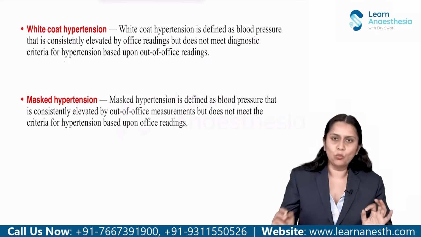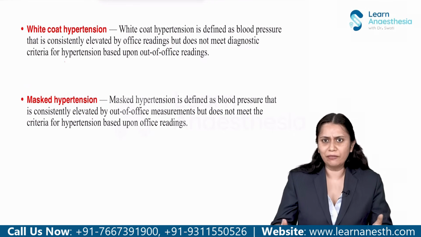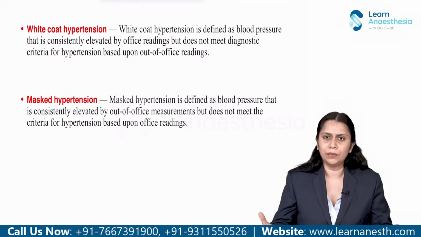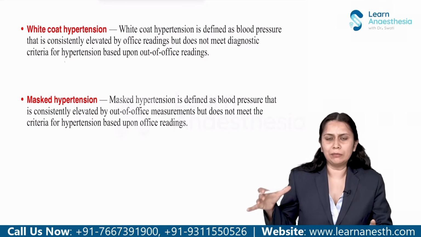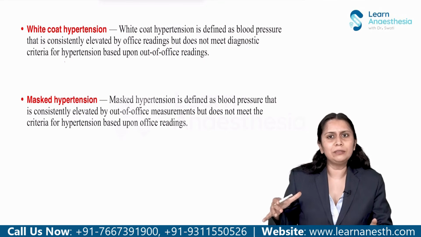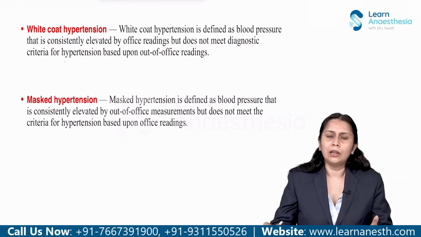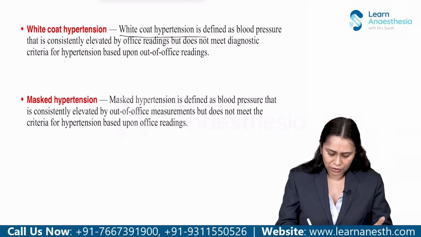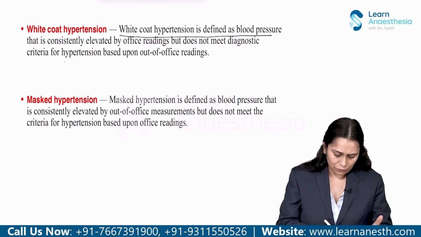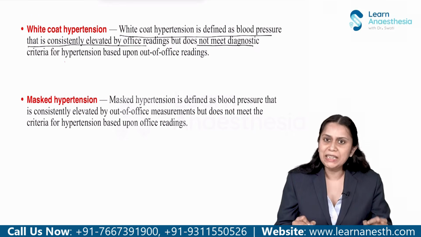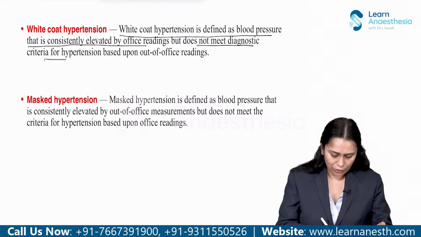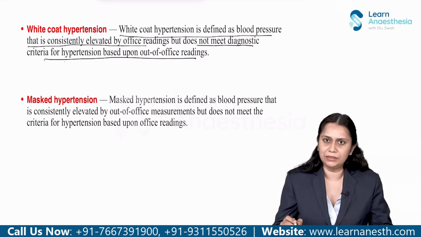What is white coat hypertension? That's a very common term which we hear about. White coat hypertension is elevated blood pressure when measured in clinics, but the blood pressure is not elevated when it is measured at home, right? So white coat hypertension is defined as blood pressure that is consistently elevated in clinics but does not meet the diagnostic criteria for hypertension based on out of office setting.